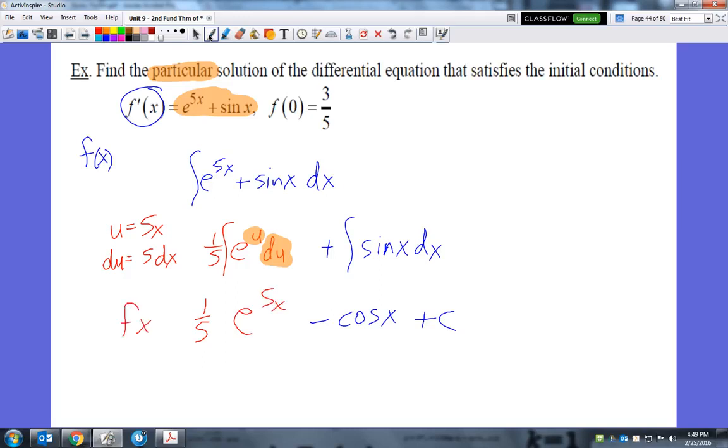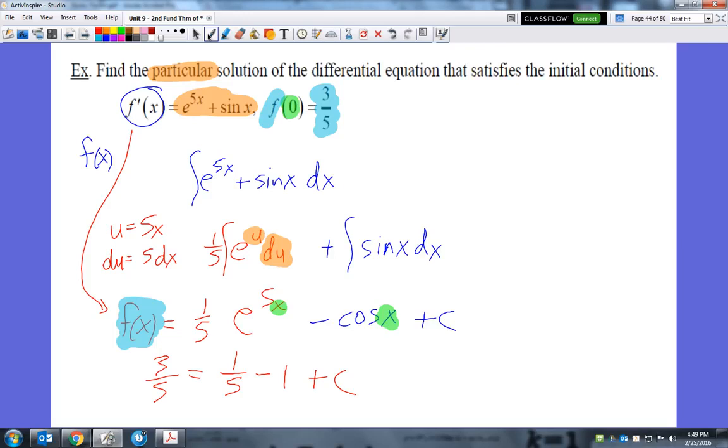So far, my f of x is equal to, okay, because remember, I integrated that. F of x is equal to 1/5 e to the 5x minus cosine of x plus c. When the input is 0, my output value will be 3/5. And it's the output value of the position function. That's why I wrote that where it was. So let's plug in 0. E to the 0 is 1, so technically this is 1/5. Then the cosine of 0. The cosine of 0 is 1 also because of the unit circle. So it's going to be f of x is equal to, or 3/5 that is, because that's my output, is equal to 1/5 minus 1 plus c.